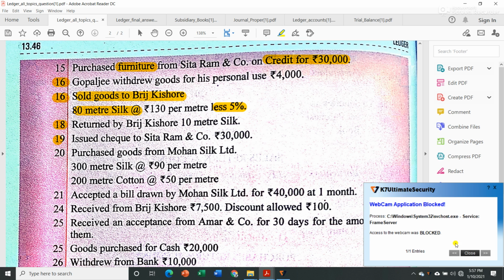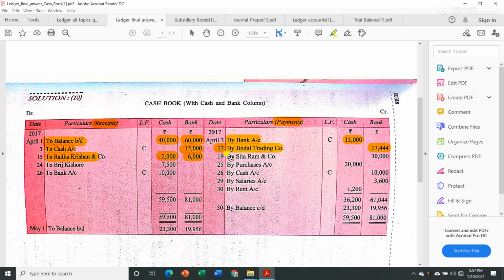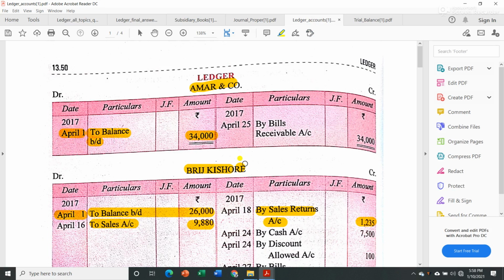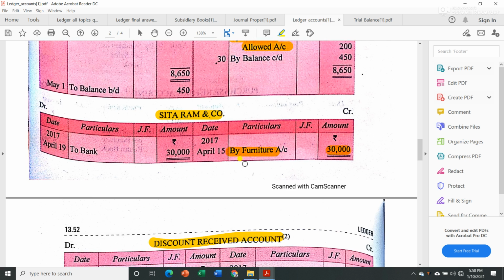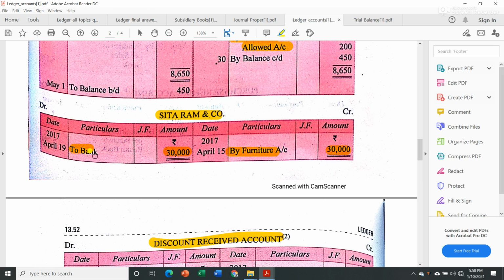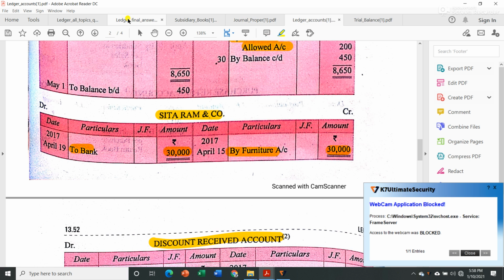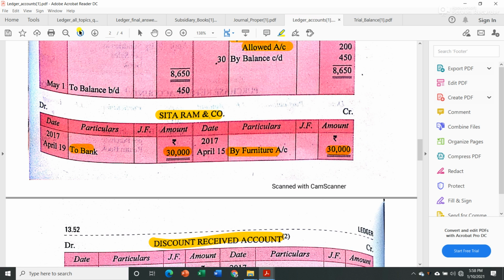Then next transaction is issued a check to Sitaram and Company. Now this is easy. When we issue a check, that means money will be deducted from our bank account. So let us see in the cash book, by Sitaram and Company rupees 30,000. Now again we have to post in the ledger in Sitaram and Company. So where is Sitaram and Company's account? Let us see here. So to bank account 30,000. Since in the cash book the transaction took place on the credit side, in the ledger we have to write on the debit side, and since the amount was written in the bank column, in the ledger we will write to bank.